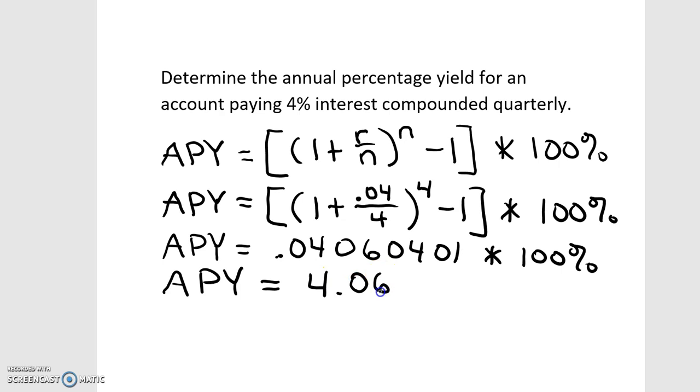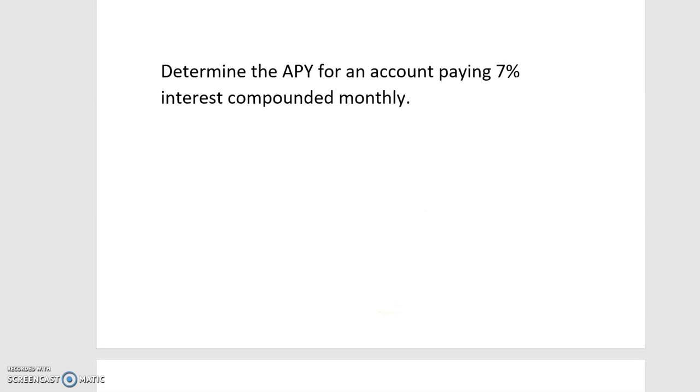So our APY, rounded to the nearest hundredth of a percent, or to 2 decimal places, would be 4.06%. So if we have an APR, an annual interest rate of 4% compounded quarterly, our APY, our yield, will actually be 4.06%. So let's look at another example.